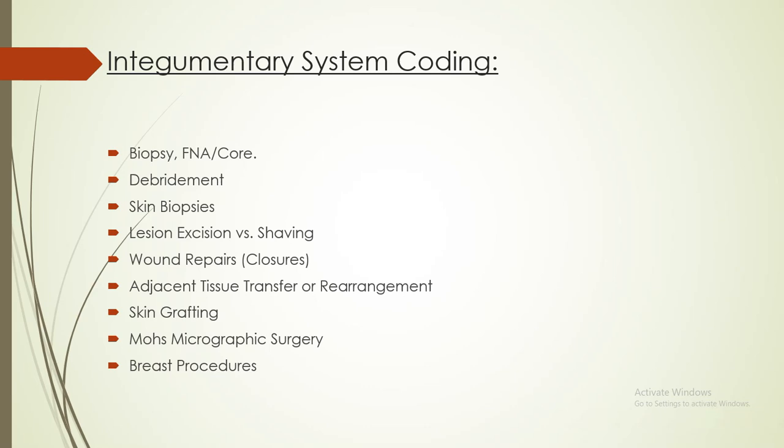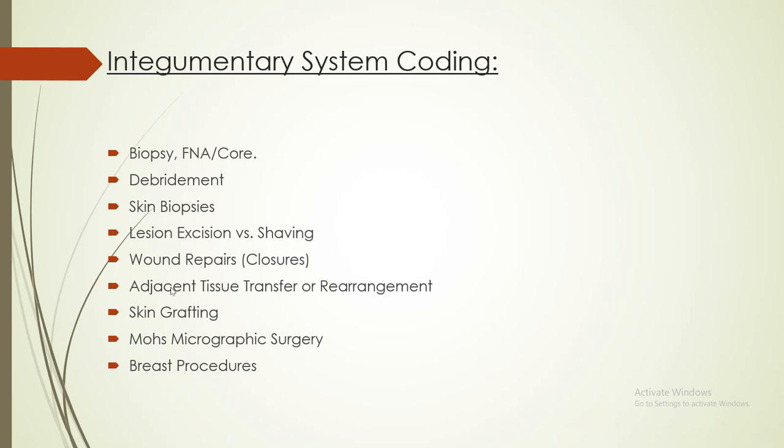Okay. Next, adjacent tissue transfer or rearrangement. This is very important for ambulatory surgery coders. So what are the keywords you need to identify in the operative report? If you understand those keywords, you can understand this adjacent tissue transfer. So basically you will learn what is adjacent tissue transfer.